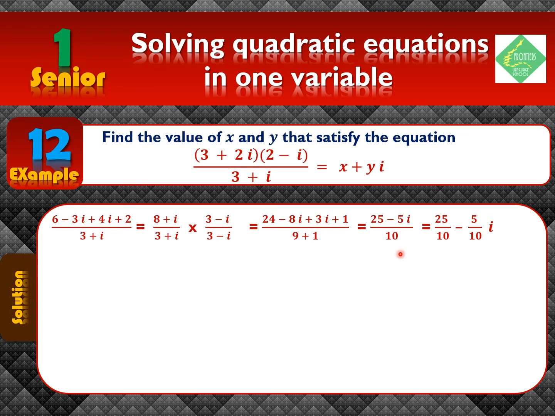as a real part and an imaginary part. Here I found 25 over 10 minus 5 over 10 i. 25 over 10 gives 2.5, and the negative sign is here. 5 over 10 i gives half i. Equality between x plus yi and 2.5 minus half i. You find that x equals 2.5 and y equals negative half. Don't forget the negative sign.